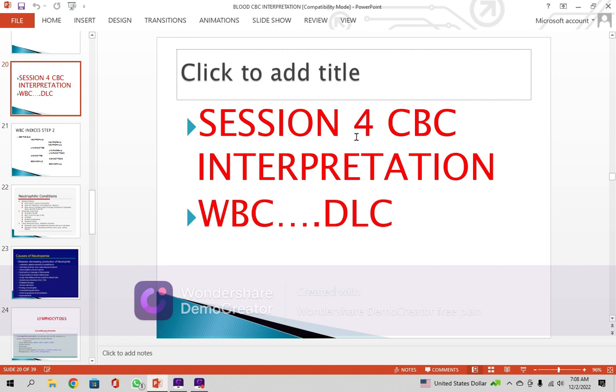We have reached up to session 4, in which I want to do the CBC interpretation, which I have done previously, the total leukocyte count. We are doing the WBC series, or we can say a leukocyte index. Now, the second part of this WBC, after seeing the total leukocyte count, the normal one, is called normocytosis, or we call it leukocytosis if it is higher, and if it is lesser, it is called lymphopenia.